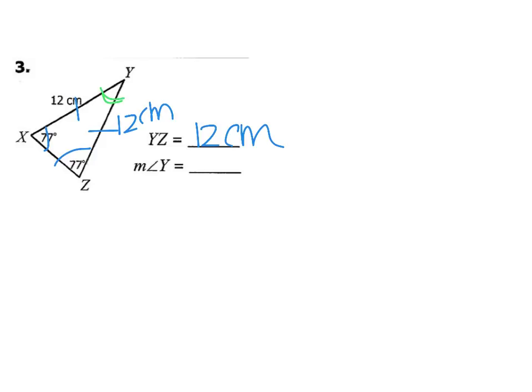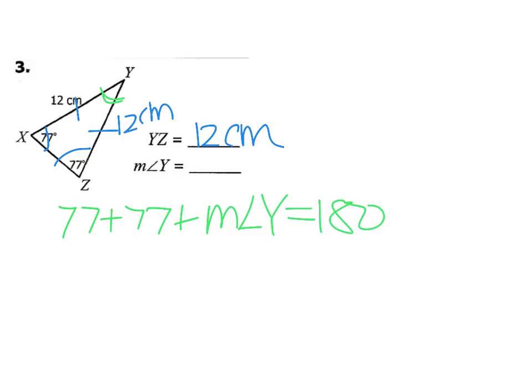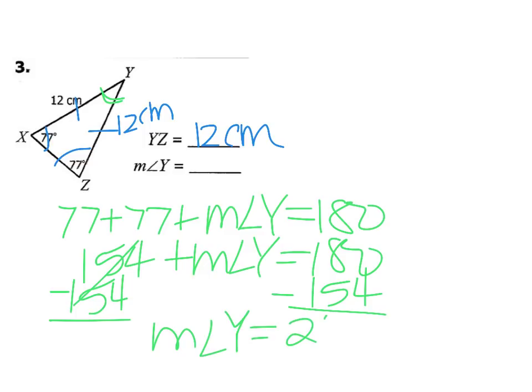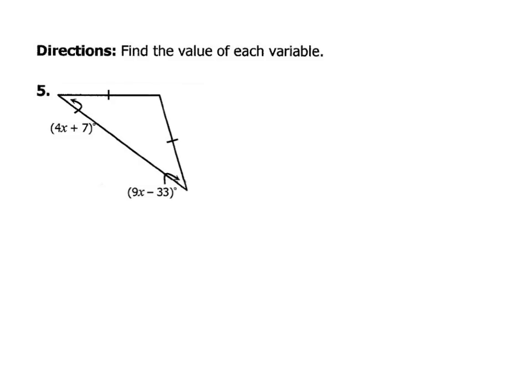And we know that the two base angles are 77, so we can say 77 plus 77 plus the measure of angle Y has to be 180 because of the triangle angle sum theorem. So we would say 154 plus the measure of angle Y equals 180. Subtract 154 from both sides. These will cancel out, and the measure of angle Y equals 26 degrees. And you're done.